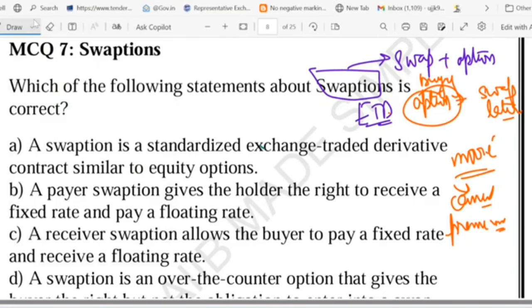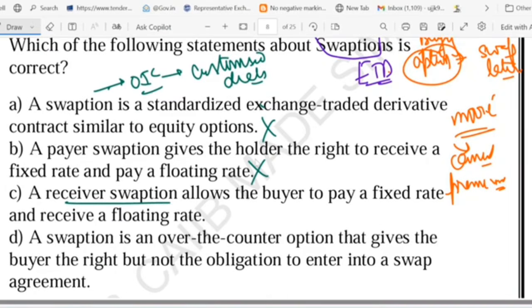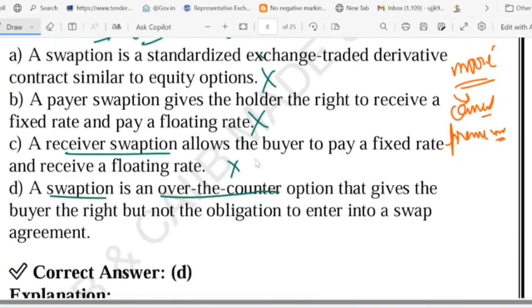Option A says that a swaption is a standardized ETD contract similar to an equity option. No, this is wrong. They are not traded on a stock exchange. They are OTC, over the counter. Another option, which says you can receive floating, is also wrong, because a receiver swaption gives the right to receive fixed and pay floating. What about option D? A swaption is an OTC option, which gives the right, not the obligation, to enter a swap. This is the perfectly correct option.